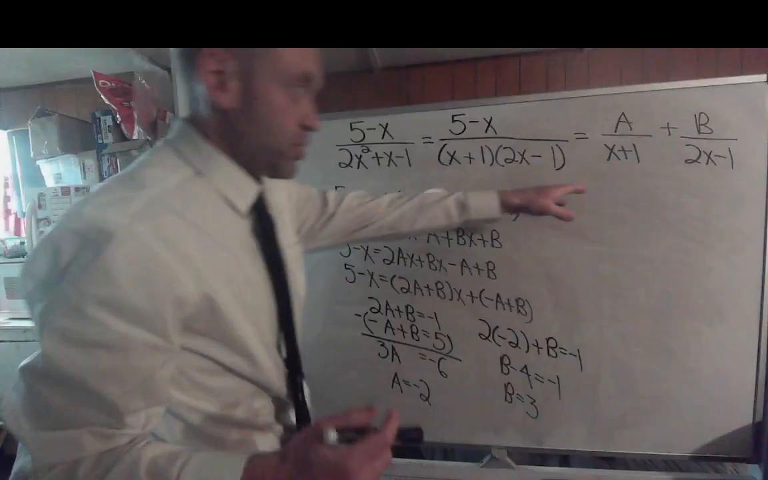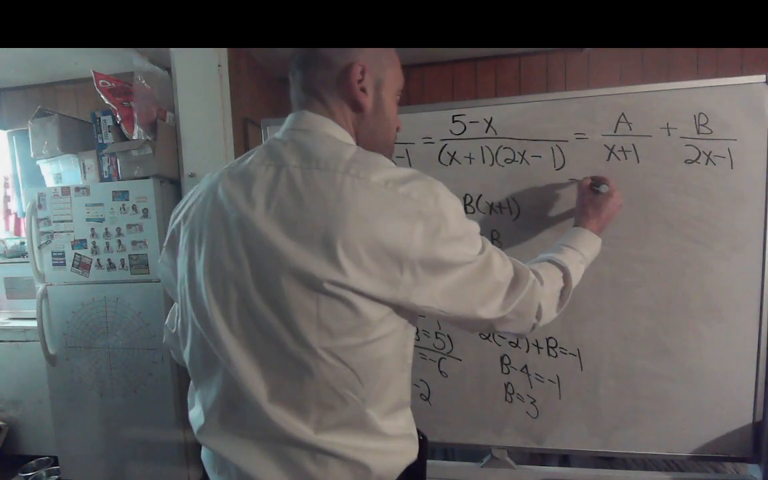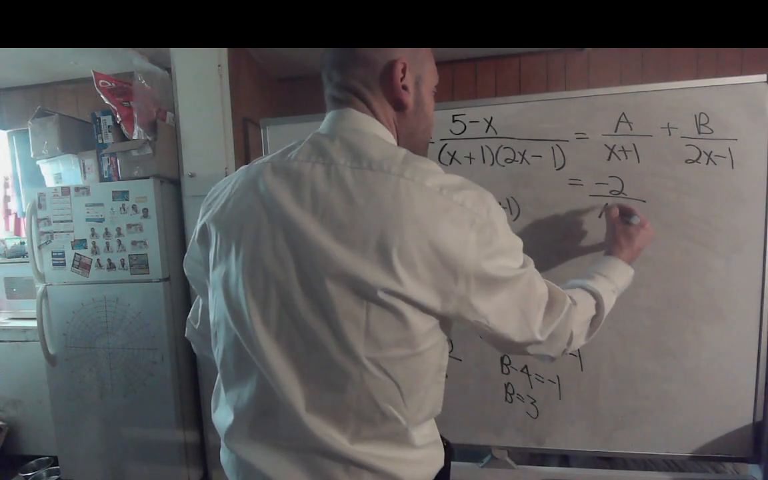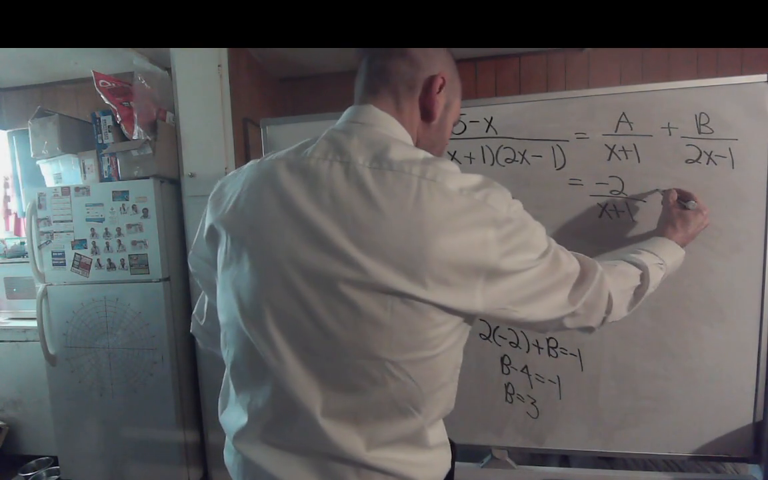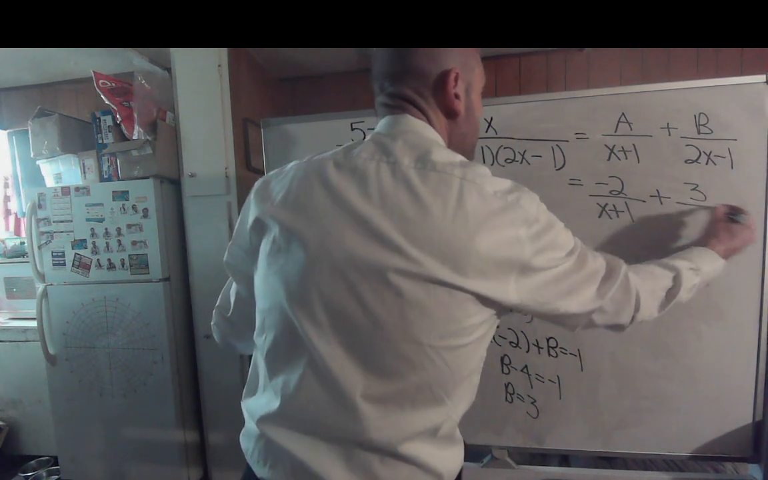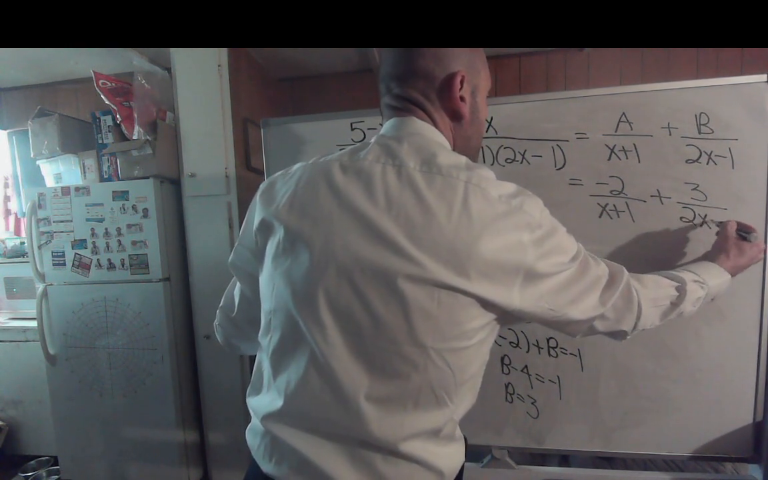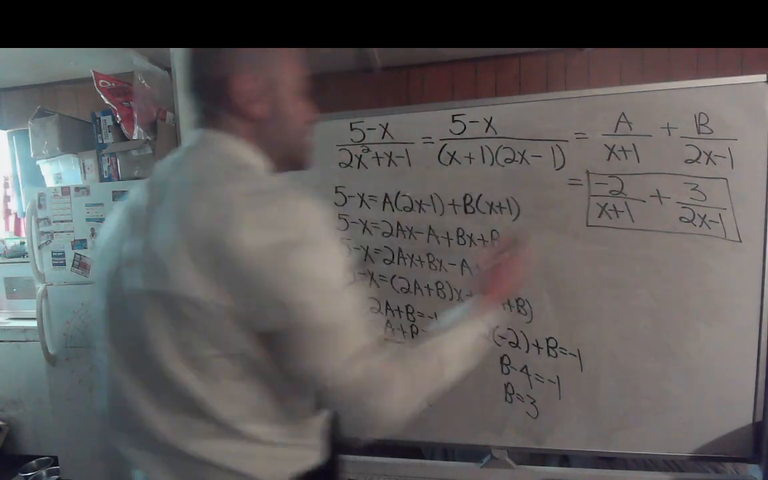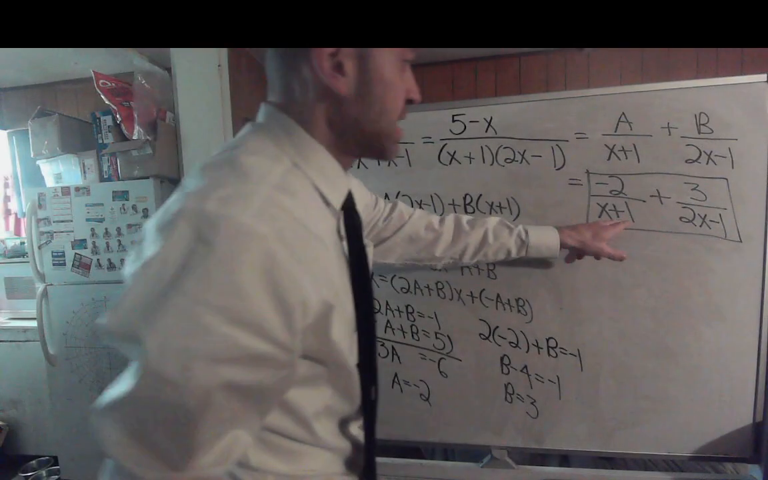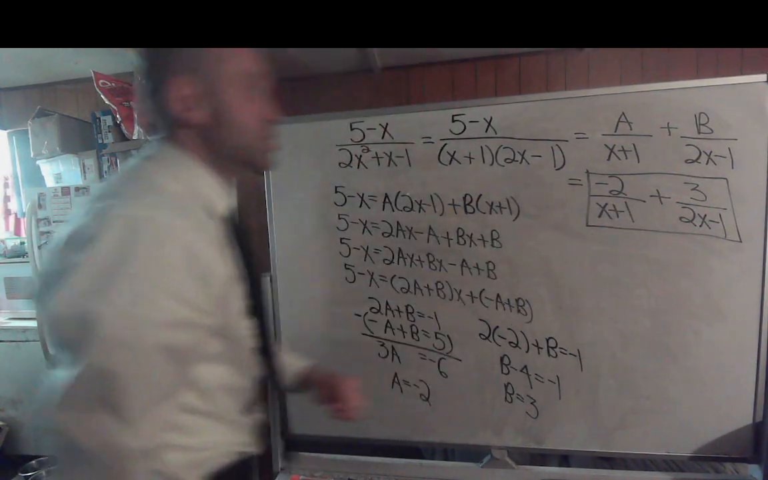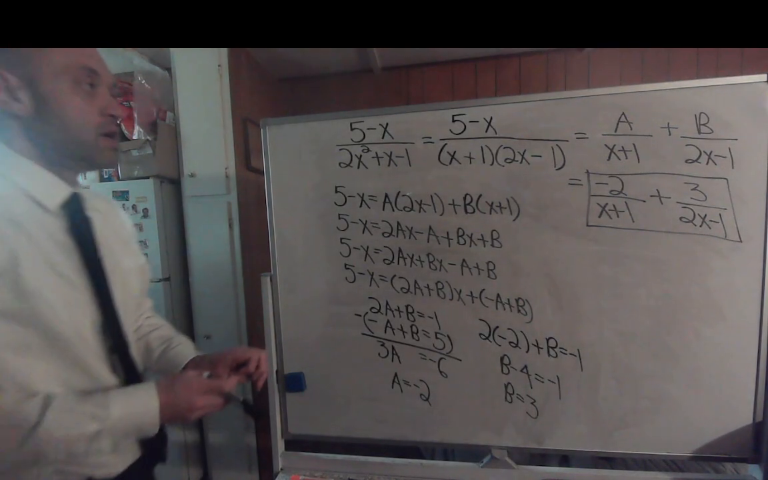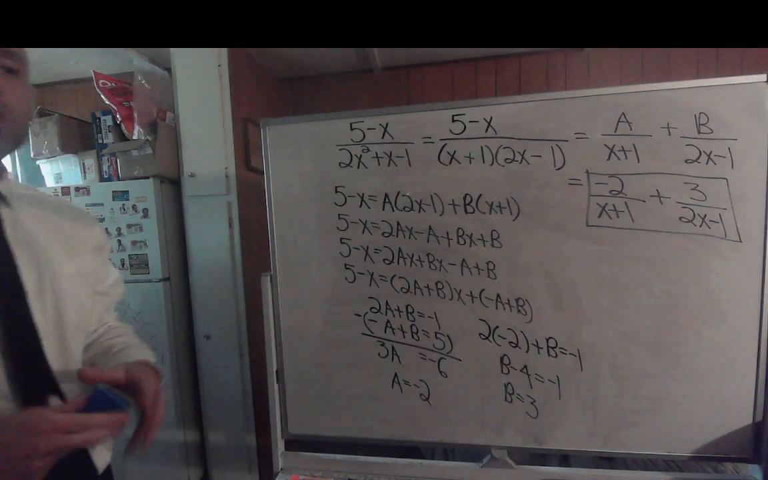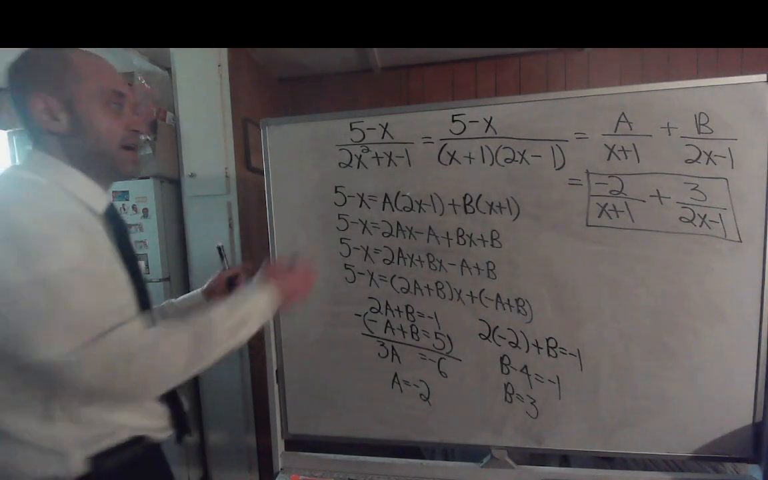Now we have the partial fraction decomposition, which would end up being negative 2 over x plus 1 plus 3 over 2x minus 1. So there is your partial fraction decomposition. Negative 2 over x plus 1 plus 3 over 2x minus 1. One more non-repeated linear factor, and then we're going to go on to some repeated linear factors.